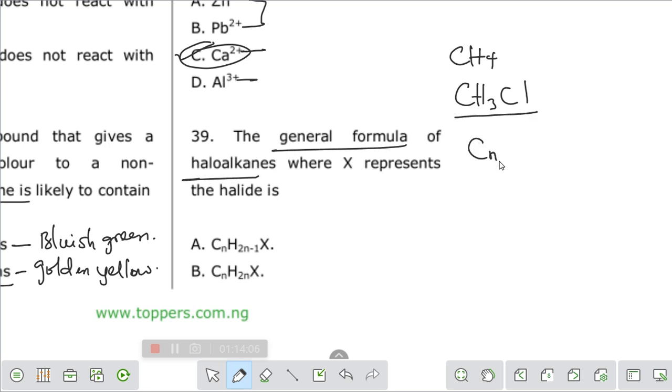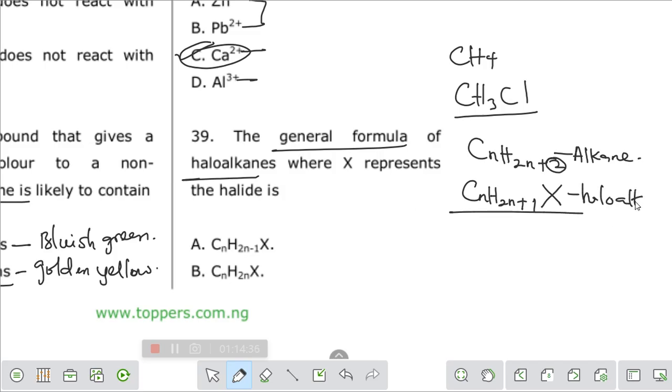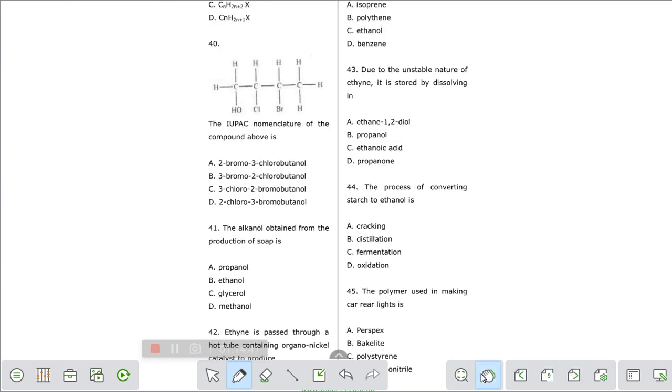So this is the formula. The formula for alkane is CnH2n+2. All you just have to do is remove 1 from this. You now make it X. It will now be CnH2n+1, you remove 1 from 2, so it becomes 1. For you to get haloalkane, you represent that 1 that you removed with X. So that's just what you do. So this is the formula for the haloalkane. So option A is not correct, option B is not correct. So let's go to the next place. So that's where we will see it.